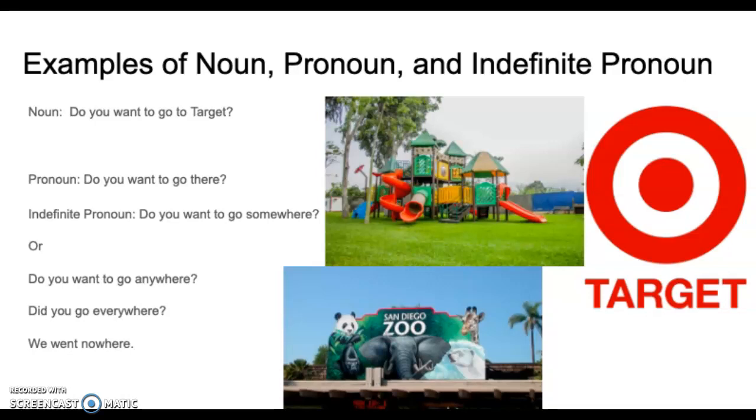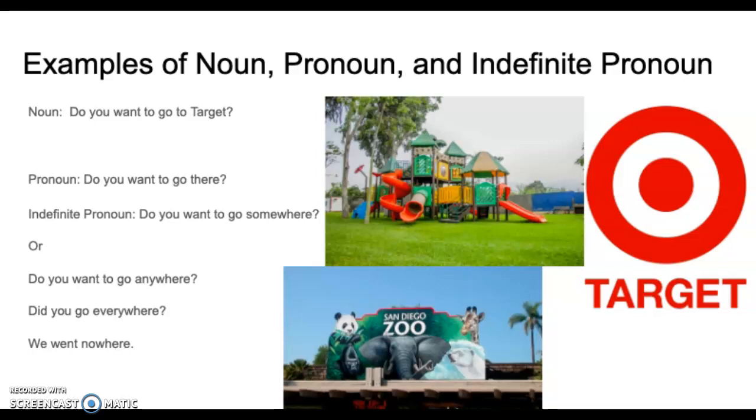So if I went to a pronoun, I'd say, do you want to go there? Now, this was a little confusing because you is my pronoun, but there can also act as my pronoun because I'm referring to Target. Do you want to go there? And then if I want to make it an indefinite pronoun, I would say, do you want to go somewhere? Do you want to go anywhere? Did you go everywhere? We went nowhere. Okay, so as you can see, I'm using a lot of different indefinite pronouns.